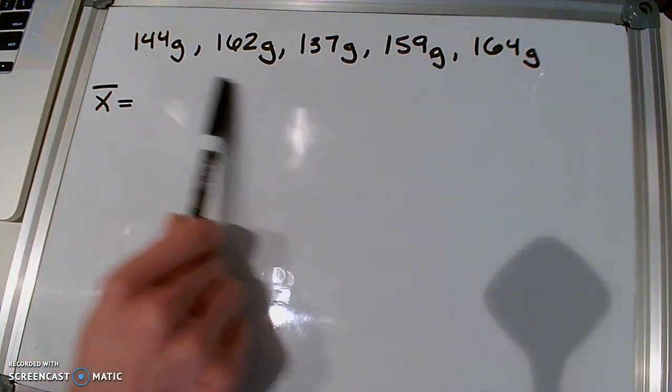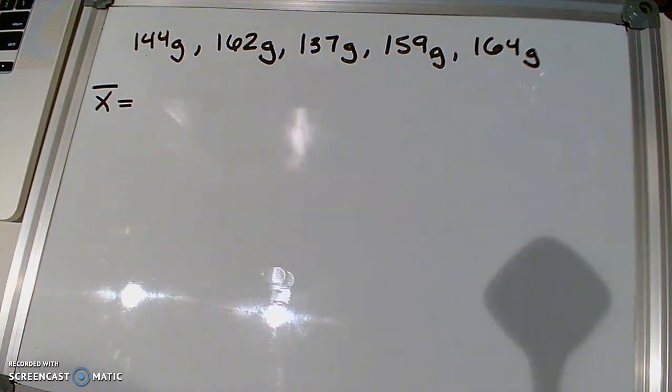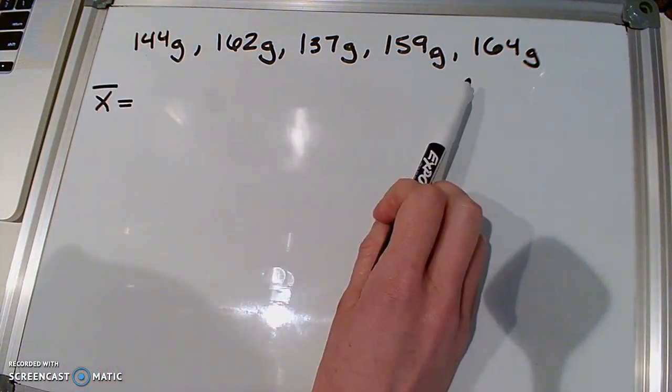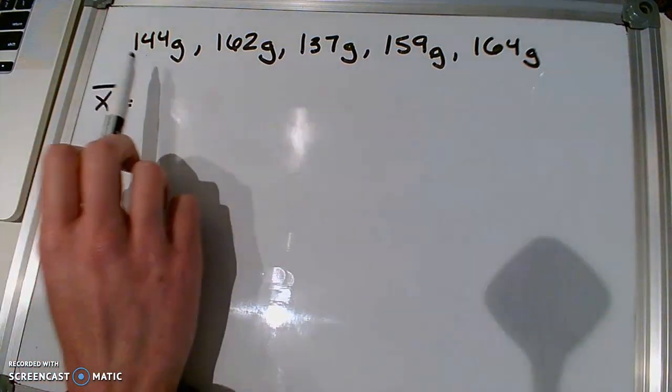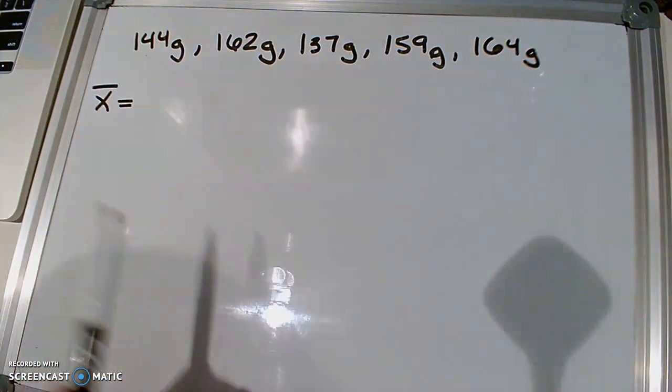So we're just pretending that these are five measurements that I took in an experiment, and I want to find the average of these five values, these five masses. And in order to find the average, you need to add all of them up and divide by the total number. So there are 1, 2, 3, 4, 5 of them.